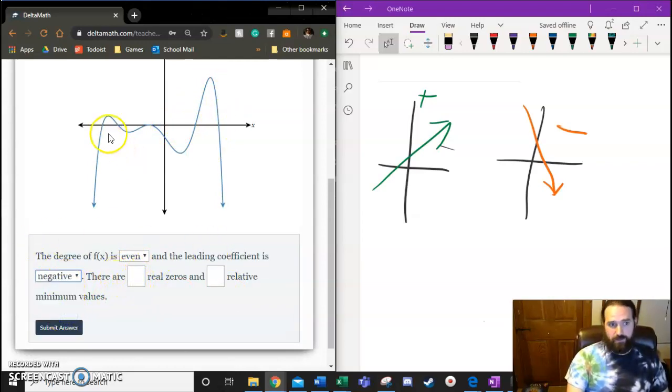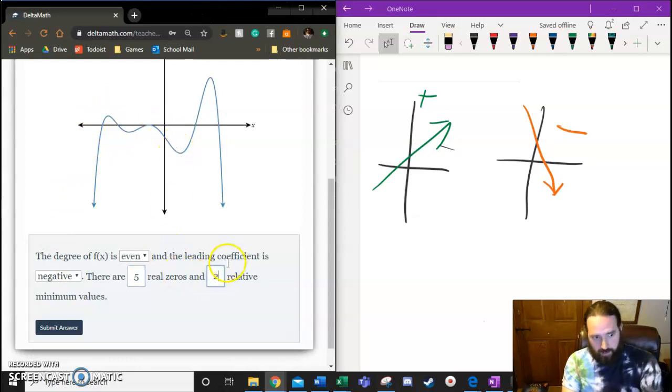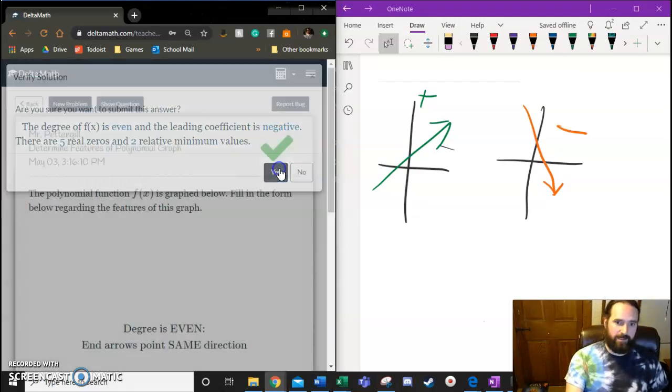There are blank real zeros. 1, 2, see I'm counting them both this time. 3, this counts as only touching it once, even if it is also a maximum. So 1, 2, 3, 4, 5 real zeros. And blank relative minimum values. This is not relative extremes. This is minimums only. So I'm not going to count this up here. I'm going to count 1, 2. 2 minimums. Boom. Submit. Yes.